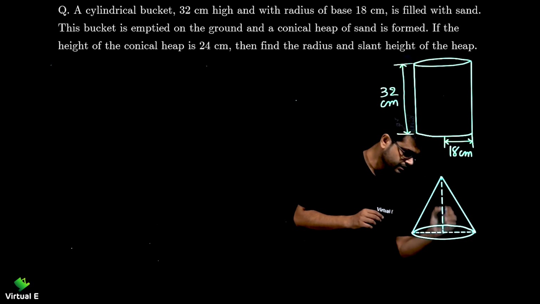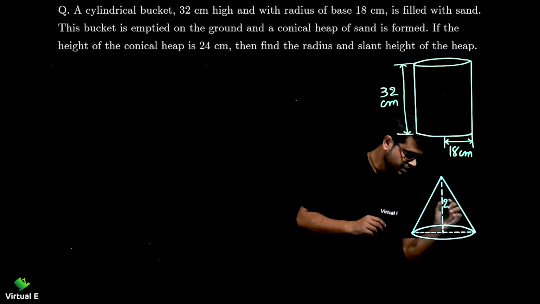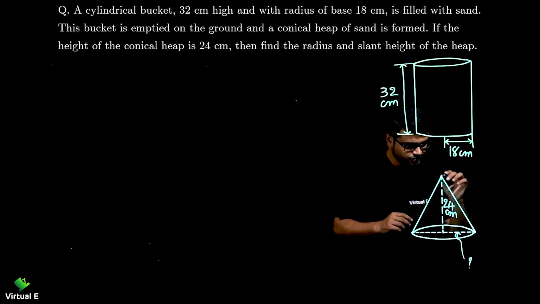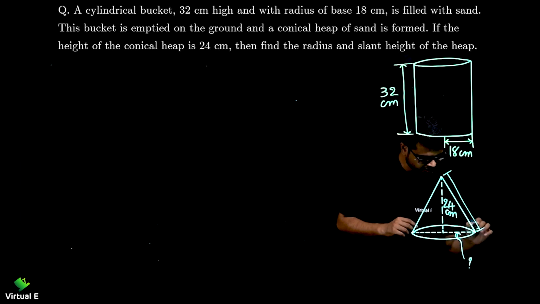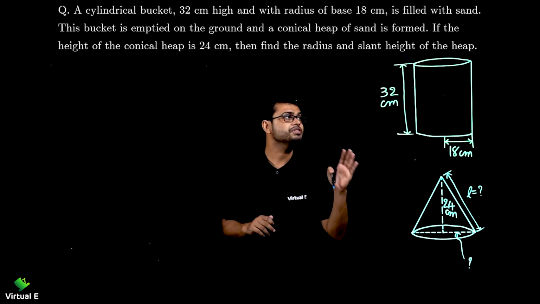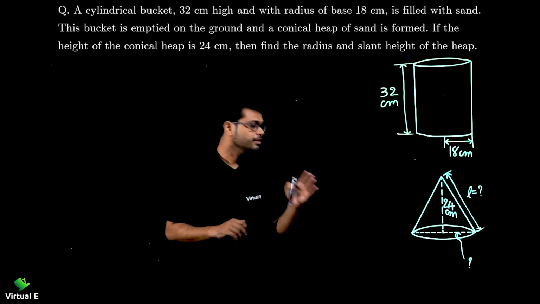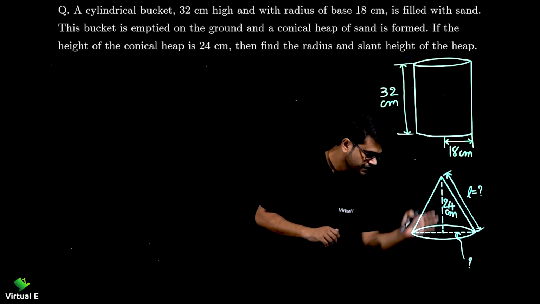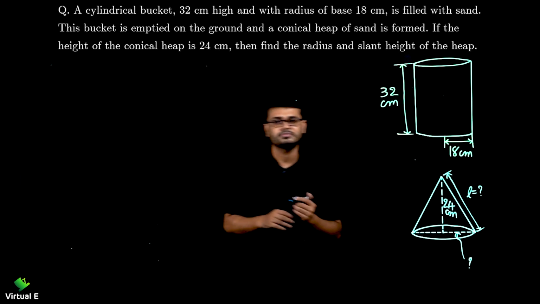We need to find this radius. Let's say the height is given, which is 24 centimeter. We need to find this radius, which is missing, and we need to find this L, the slant height. Remember, slant height is across, right? The word itself suggests that it is a missing quantity. For the cylinder all information is given, radius and height. For the cone, height is given and R is missing and L is missing.